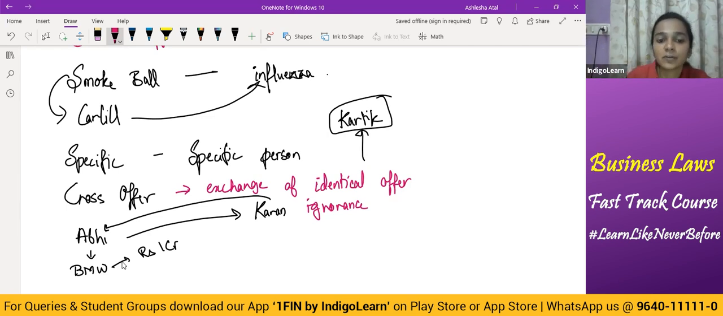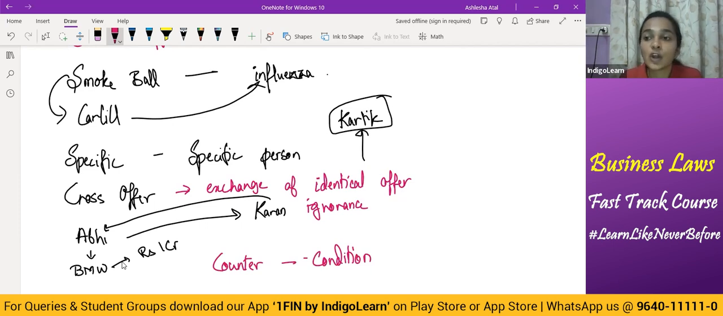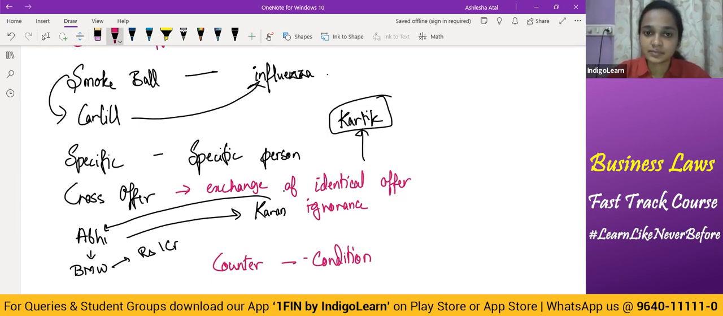And then the other type of offer is a counter offer. Counter offer is basically putting forth a condition to the offer. Giving a conditional acceptance to some offer, or putting a condition to some offer, makes a counter offer. Can someone give me an example of counter offer? Ma'am, in the above example, when Abhi offered Karan the BMW car for 1 crore, and Karan says, I will buy your BMW car for 80 lakhs, then it is the counter offer.